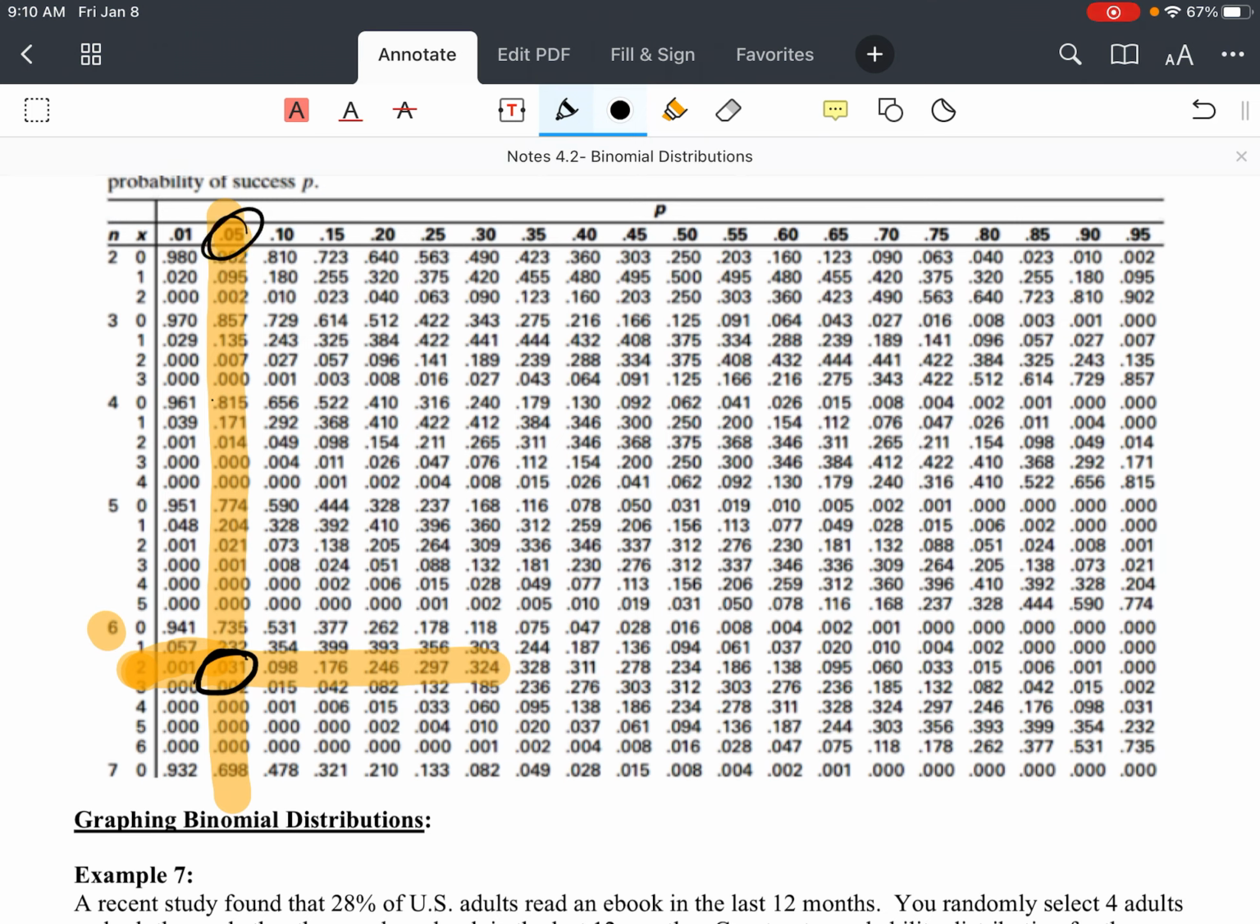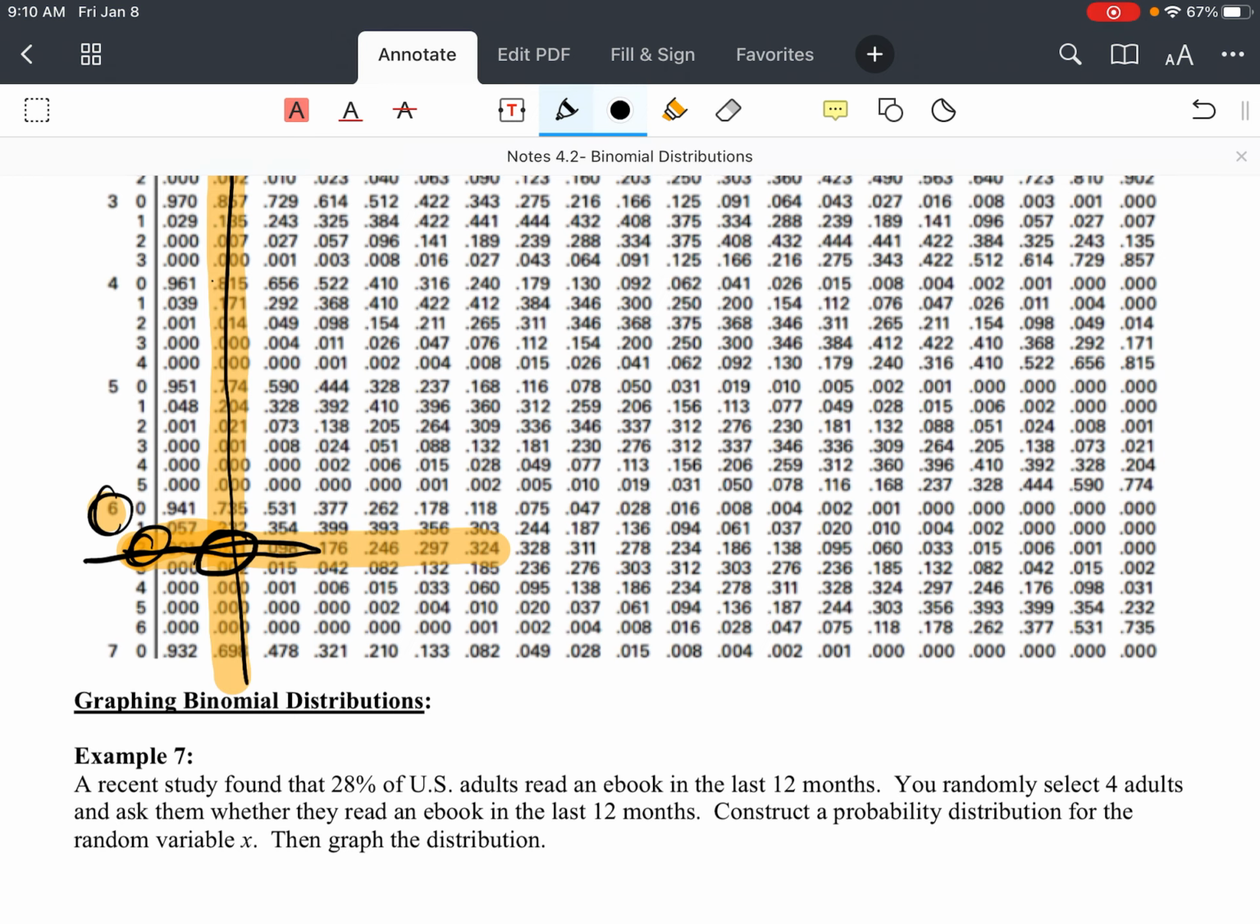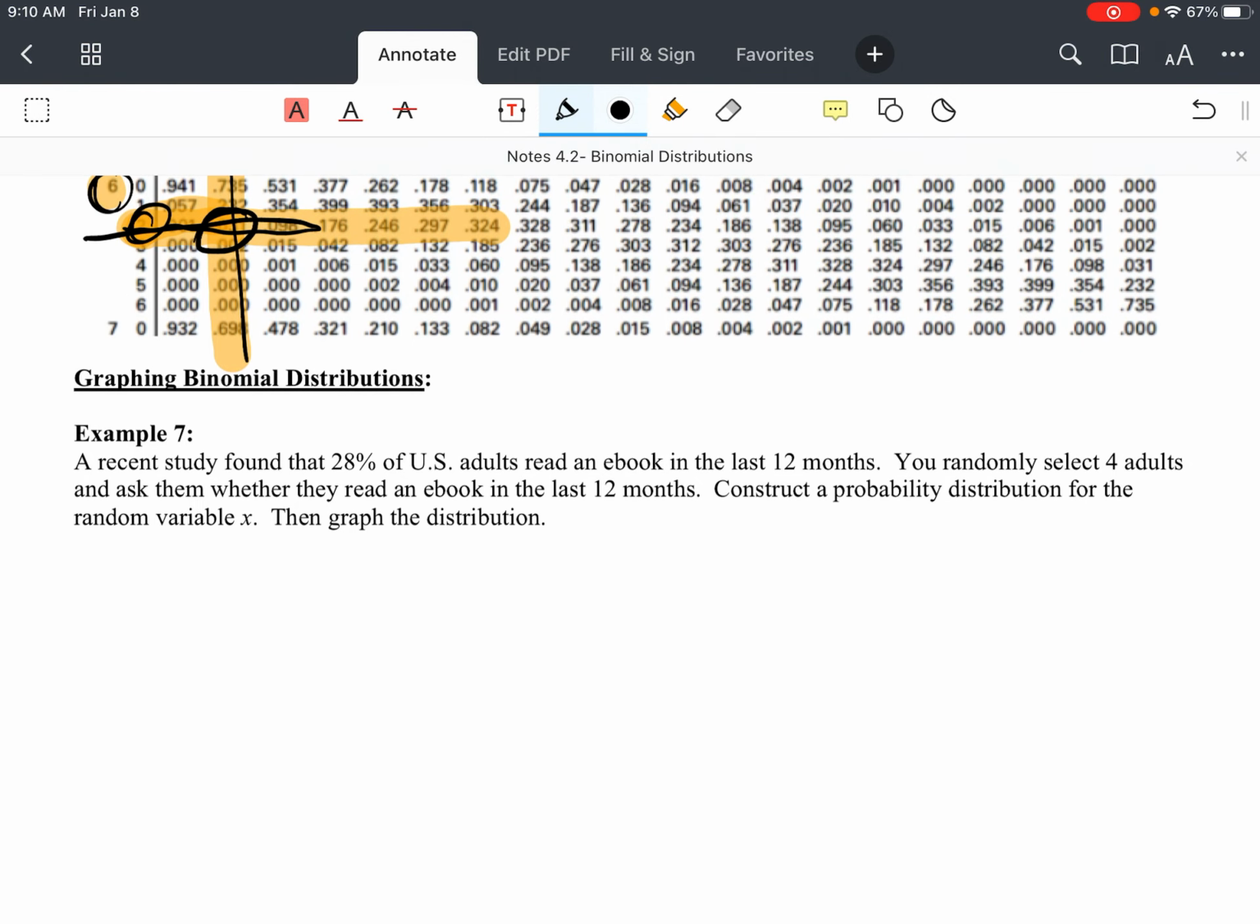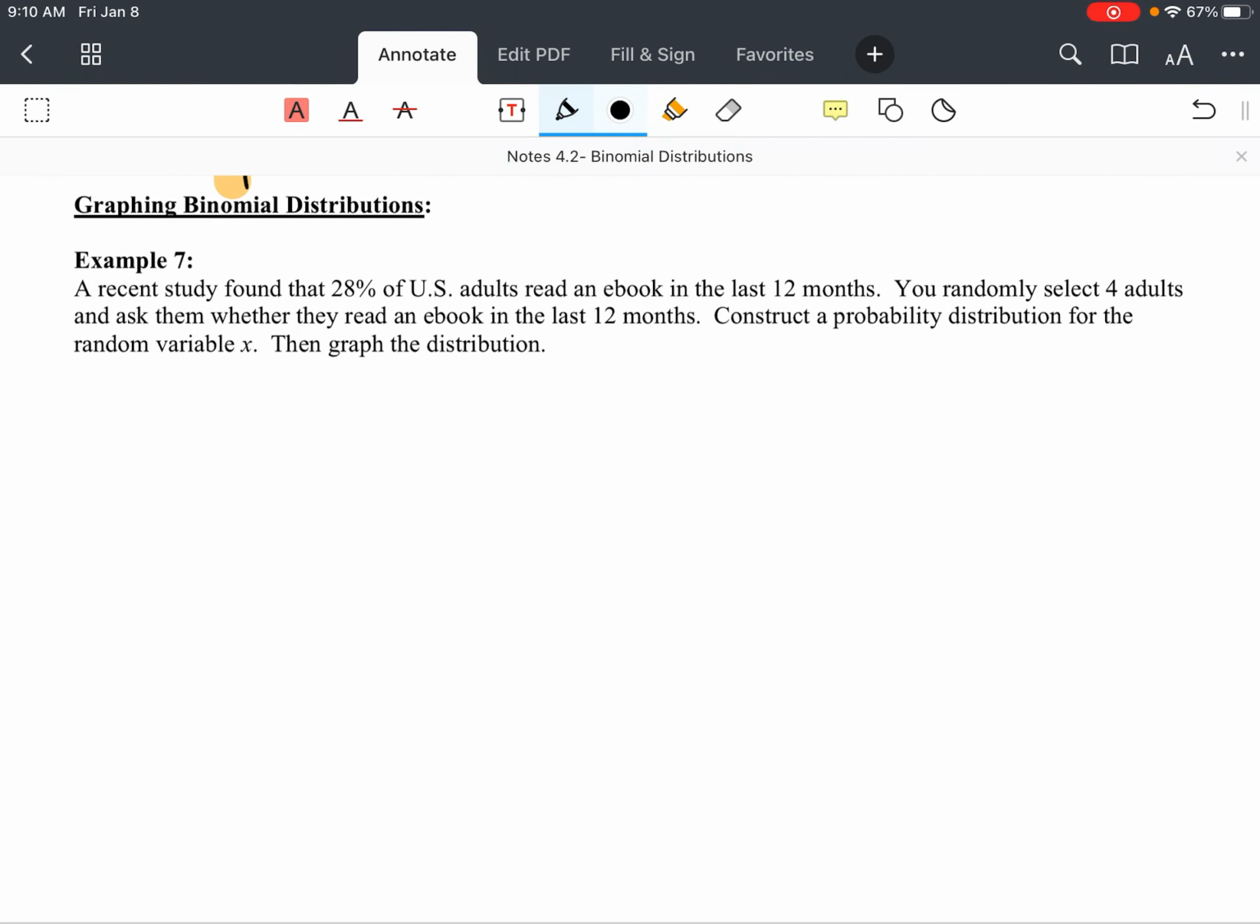Again, all you're doing is looking for the probability of success, the number of trials, and the number of successes, and tracing to figure out where those intersections are. So this could potentially be a much quicker way than typing it in the calculator over and over again, but I'll leave that to you to decide.